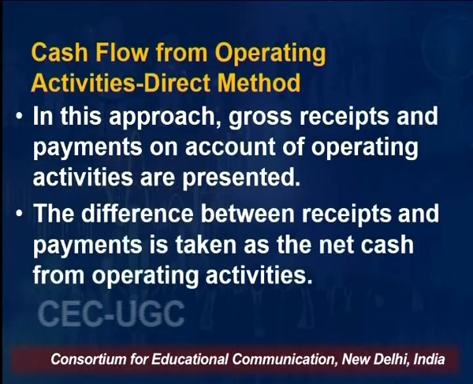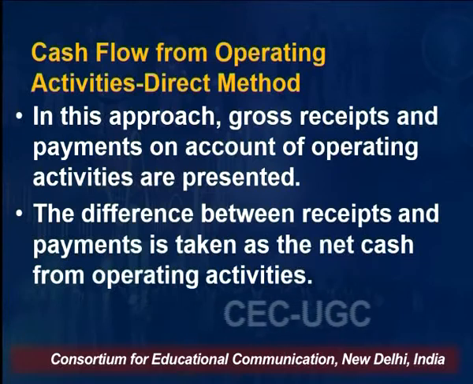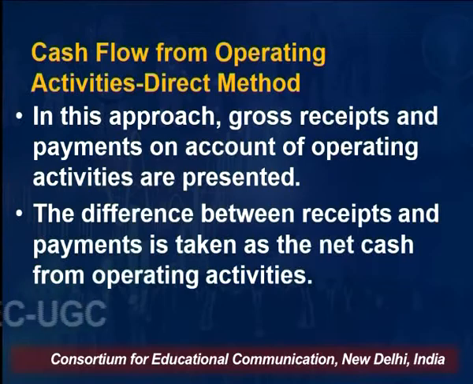Now I would tell you activity-wise what we do in the statement of cash flow as per the direct method, when we have to provide cash flows in a classified manner, starting from cash flow from operating activities under the direct method. So what we are doing here, we take up gross receipts and payments on account of operating activities and we try to provide them at one place. The difference between receipts and payments is taken as net cash from operating activities. If it is positive, which means cash inflow is more than cash outflow, we would say this is net cash generated from operating activities. But in case it is negative, we would write net cash used in operating activities.